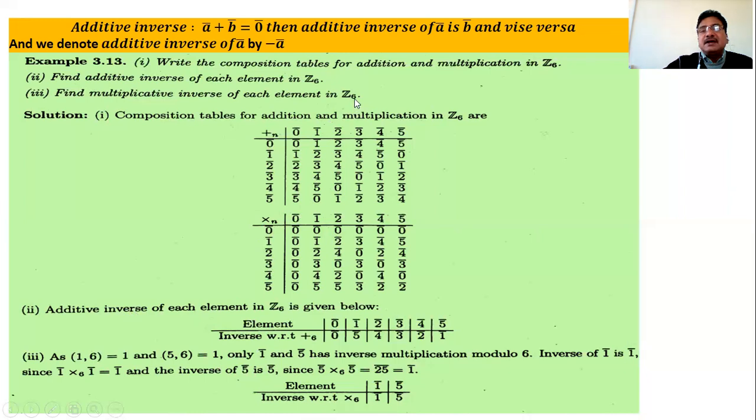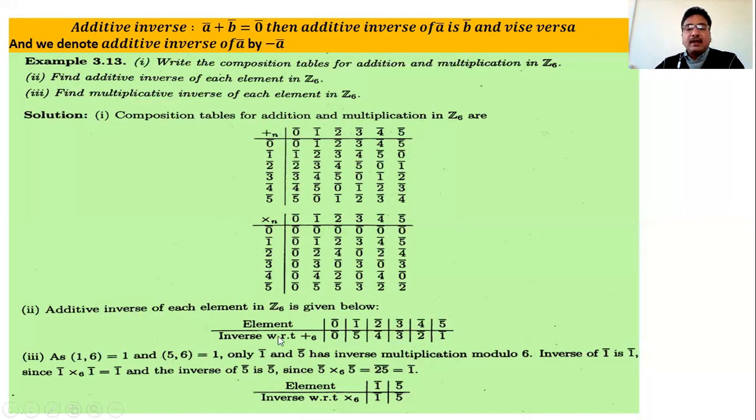Similarly, the greatest common divisor of 3 and 6 is 3, not 1, and therefore the inverse of 3 bar does not exist. Similarly, the greatest common divisor of 4 and 6 is 2, not equal to 1, and therefore the multiplicative inverse of 4 bar does not exist. Similarly, the greatest common divisor of 5 and 6 is 1, and therefore the inverse of 5 bar exists.